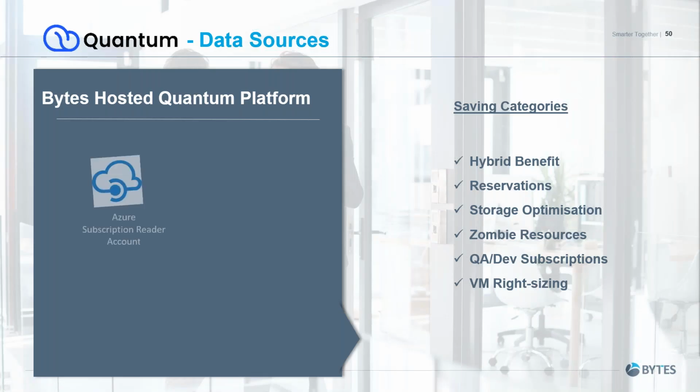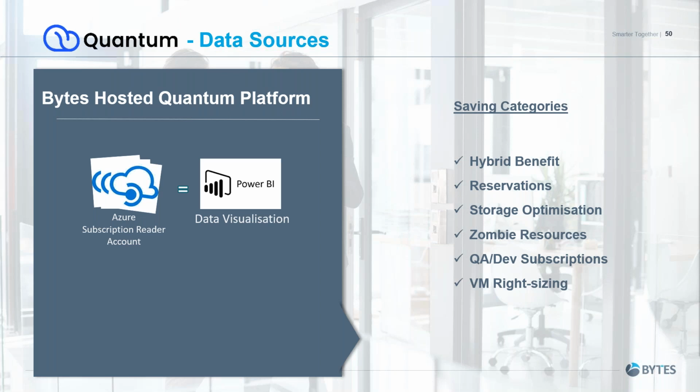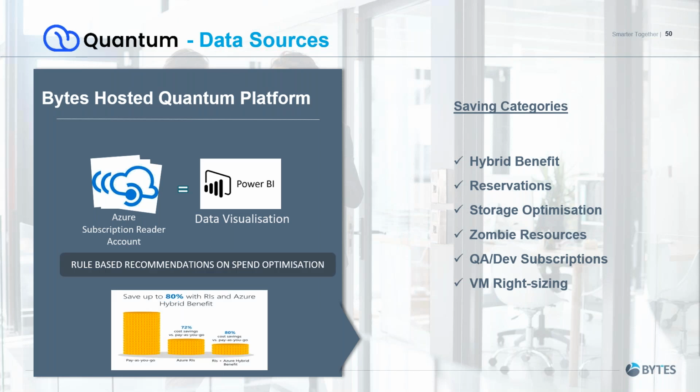How does it work? So basically, we create reader accounts to each of your Azure subscriptions, and it then runs through a Power BI data visualization tool set, and it provides us with rule-based recommendations on spend optimization. So those areas where Mel described eligible instances for reserved instance. For instance, we said that the A level machines are not eligible. It would present to us within the recommendations tab any of the machines or compute sizes that are eligible for reserved instance to be applied to them.